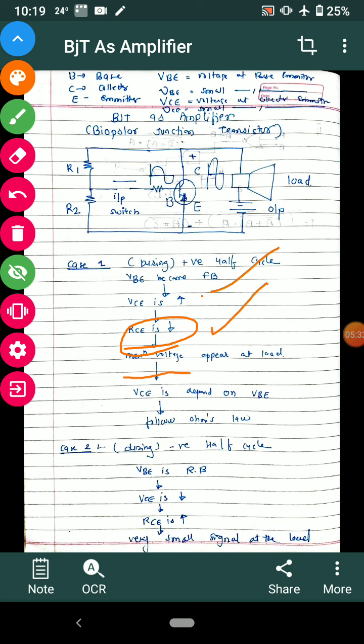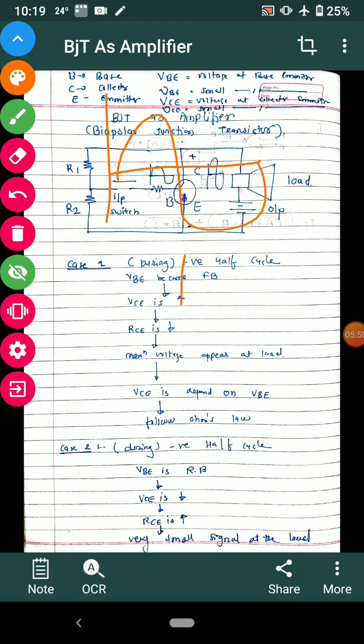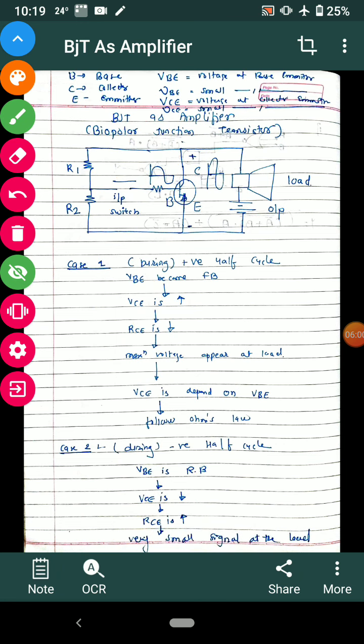So maximum voltage appears at the load, in the increasing case. Suppose this is your input voltage; the output voltage becomes much more amplified than before. We can also draw this: this is the input voltage, and after amplification the voltage becomes like this. This happens during the positive half cycle. The total working is based on Ohm's law. This is the positive half cycle operation.